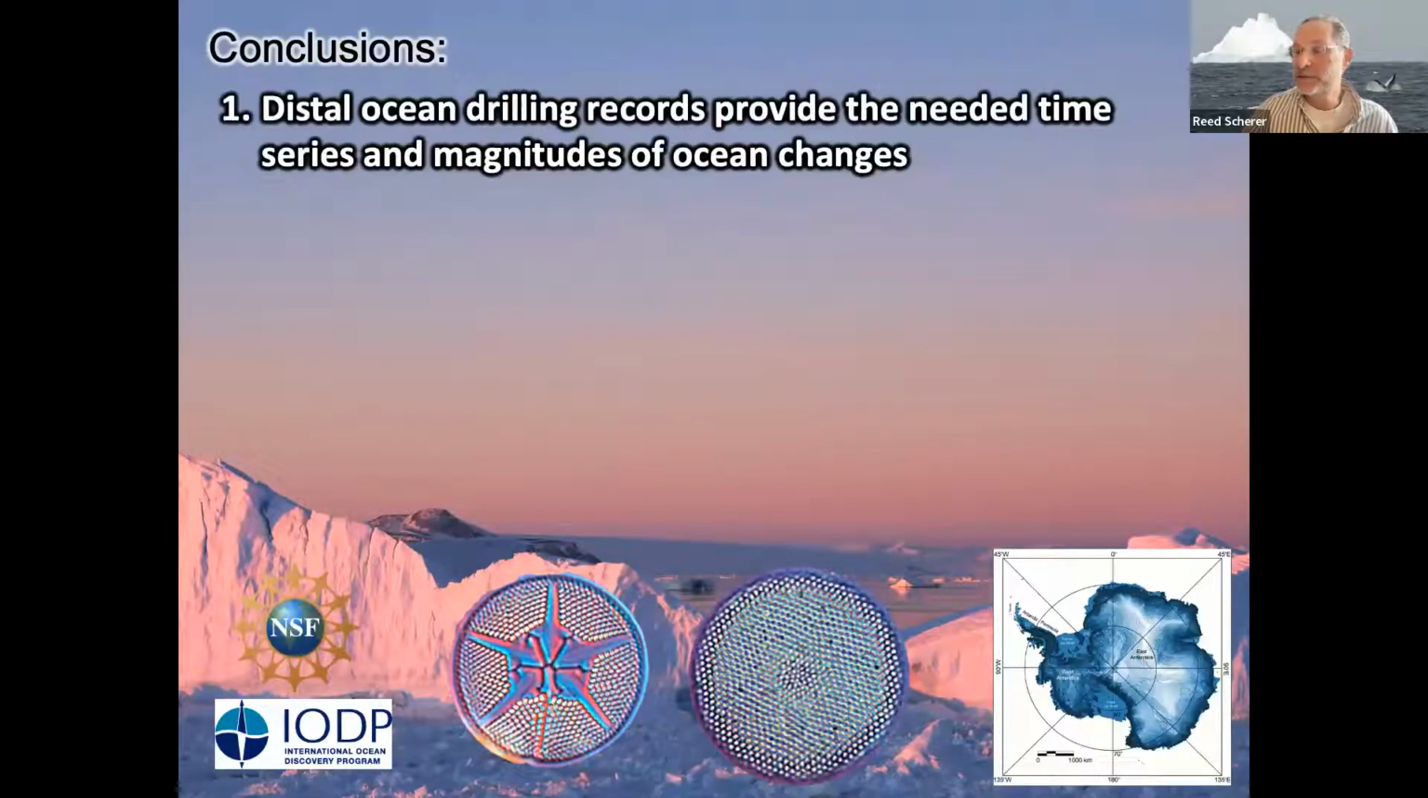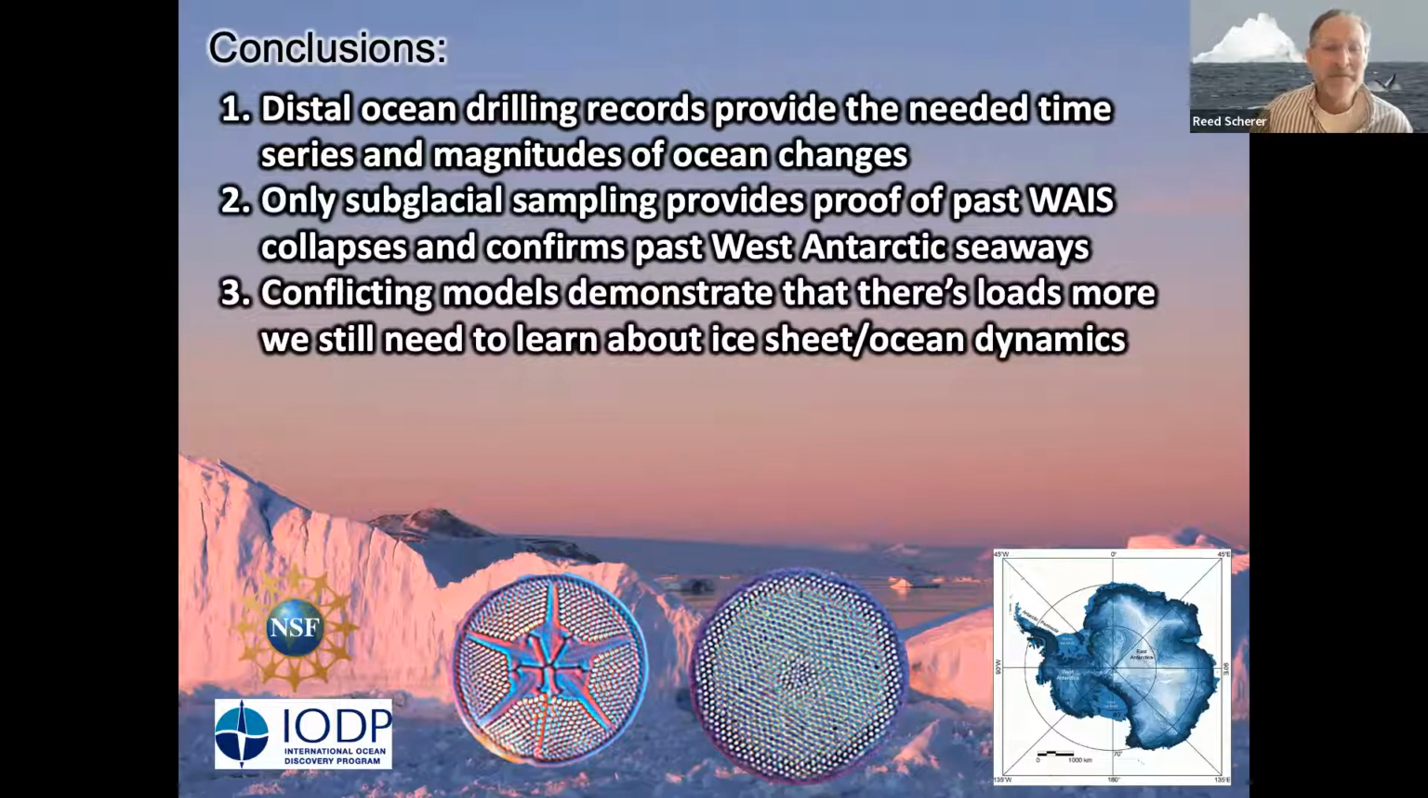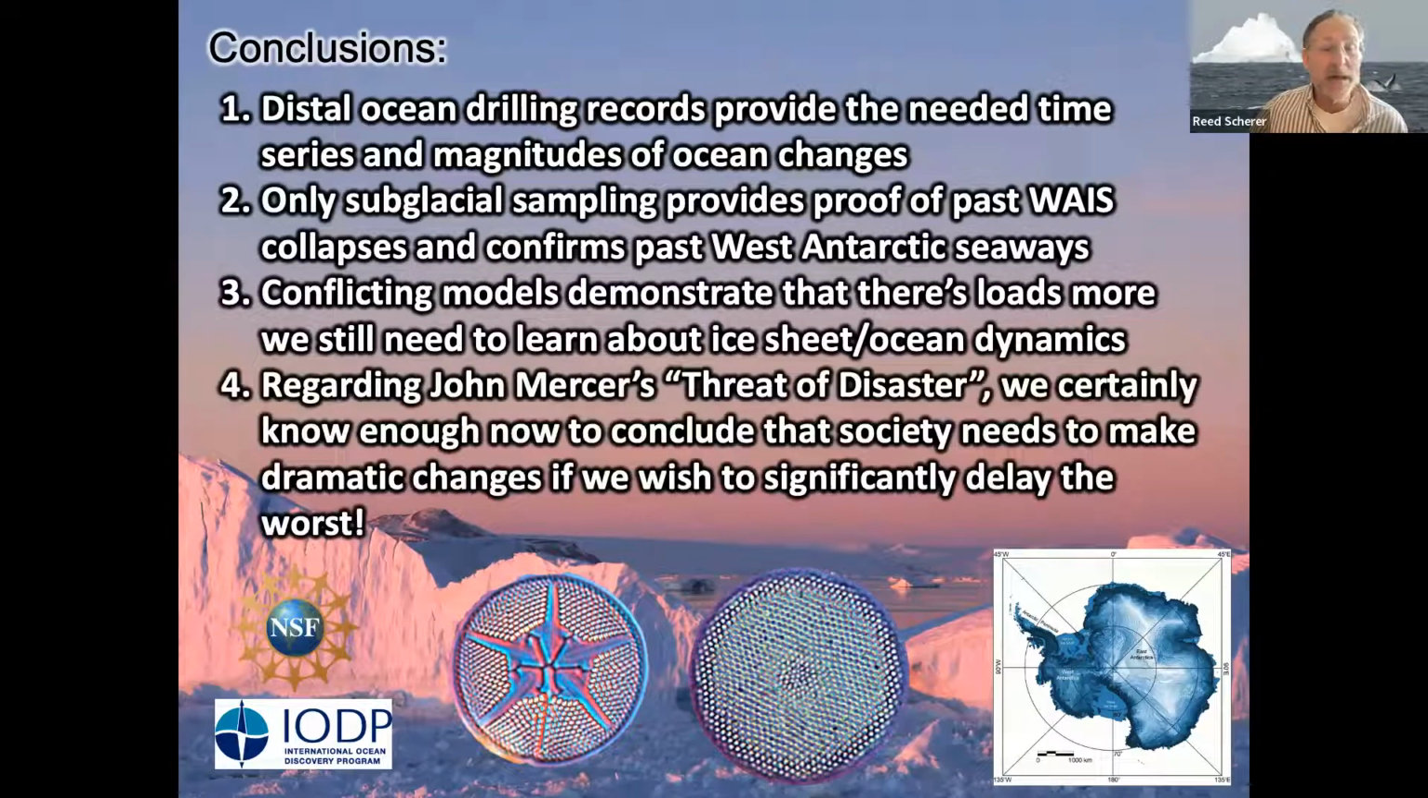So just to run through a couple of conclusions and wrap things up here, these distal ocean records provide us a nice time series for changes that take place in the ocean, and we can infer ice sheet changes from them. But to really get proof or unequivocal evidence of West Antarctic ice sheet collapse and West Antarctic seaways, you really need the sediments that are underneath the ice. And we have models that are conflicting. We all know the old adages about all models being wrong and some being useful. There's still a whole lot more we need to learn. They're getting better and better all the time, and we need to keep doing that.